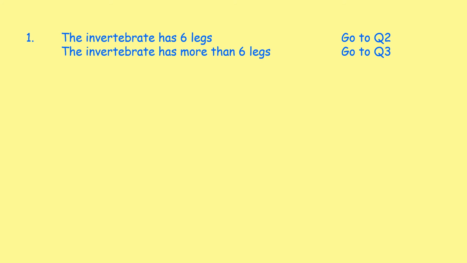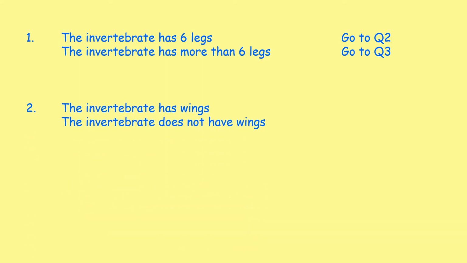So we'll deal with the invertebrates that have 6 legs first, and I've got to go to question 2 to ask a further question. Those organisms that had 6 legs, so I had my earwig and my wasp, I can easily split those 2 apart by a visible characteristic, which is whether they had wings.